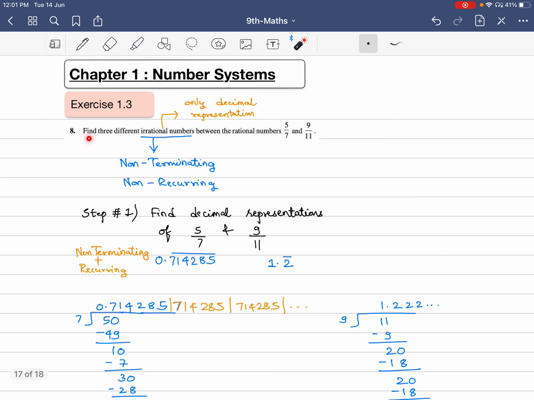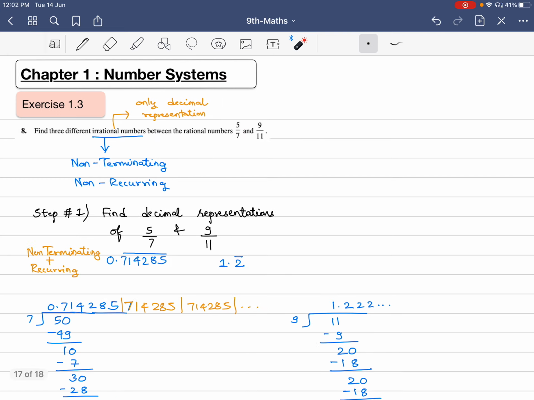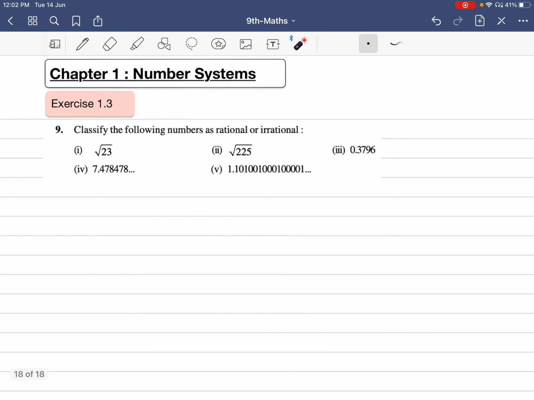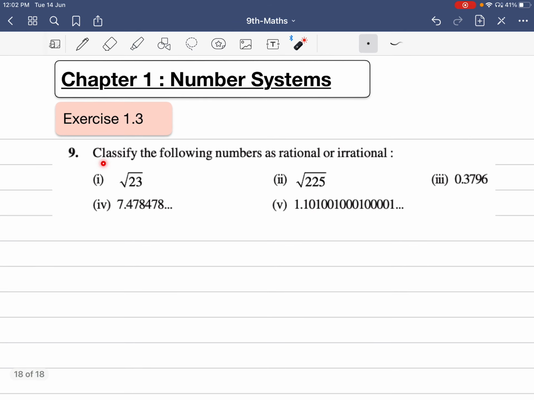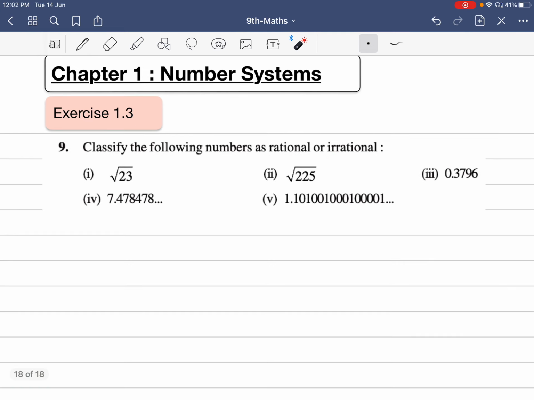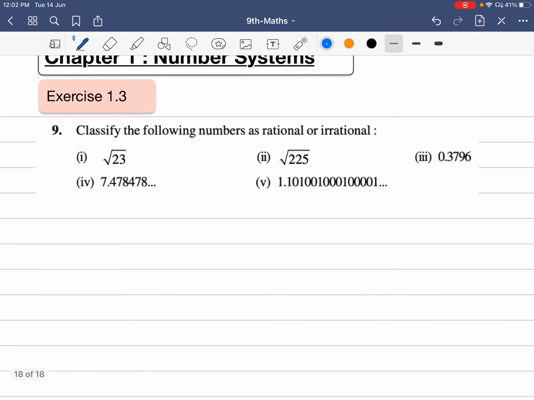Find three different irrational numbers between these two rational numbers. Okay. And now we see the last question from exercise 1.3, where we have to classify the following numbers as rational or irrational. Okay, so we all know the difference between rational and irrational numbers. Let me just note it down here.